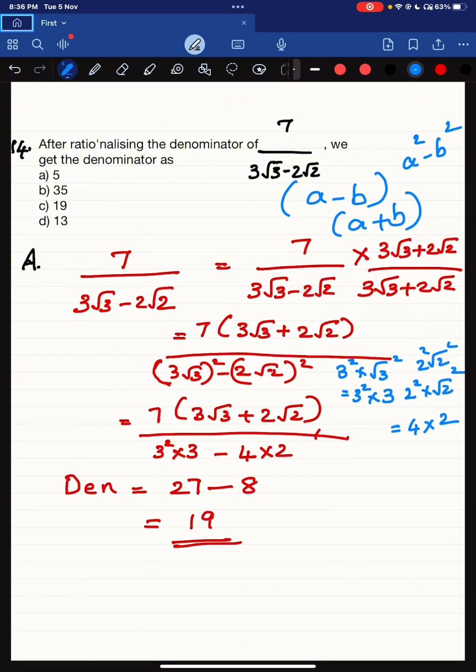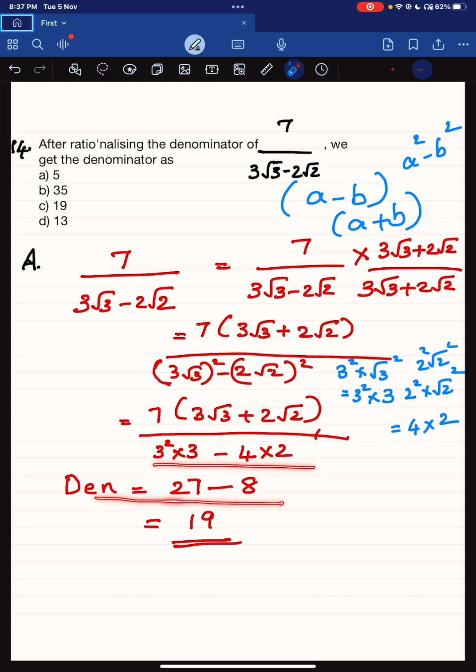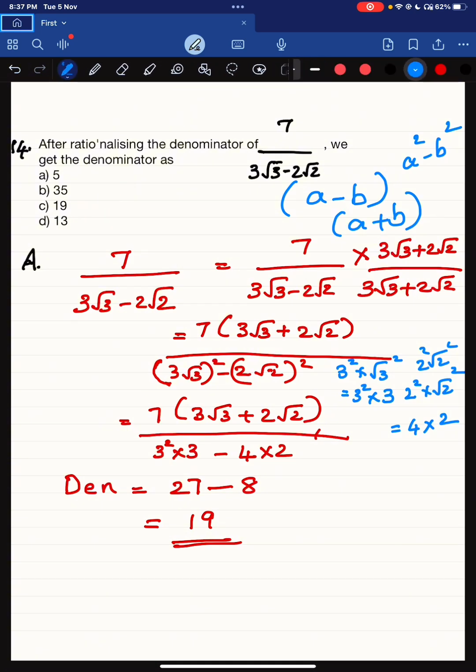So we got 3 root 3 square is equal to 3 square into 3, and 2 root 2 square is equal to 4 into 2. That is 9 into 3, 27, minus 4 into 2, 8. We have to find only the denominator. This is the denominator: 27 minus 8 is equal to 19. So 19 is the answer.